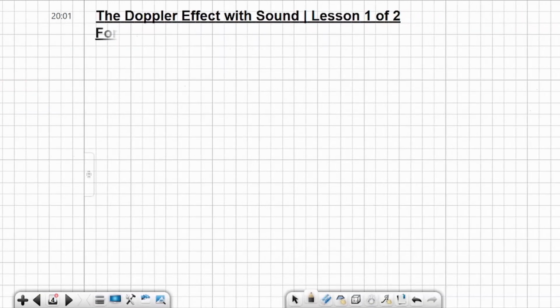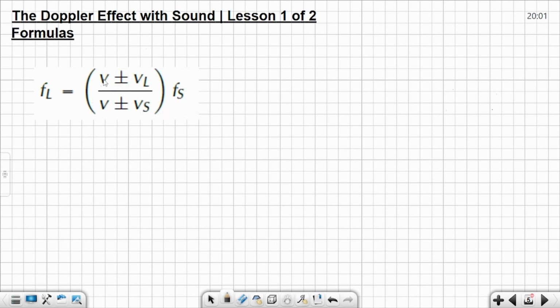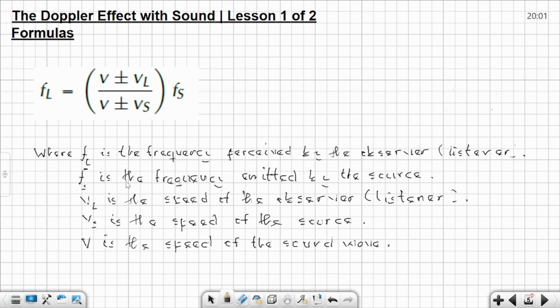In the next slide, we still continue with the formula. And now you have this formula, which will be used most of the time. So what are the letters in this formula? You have FL, which is the frequency perceived by the observer or the listener. Fs is the frequency emitted by the source.